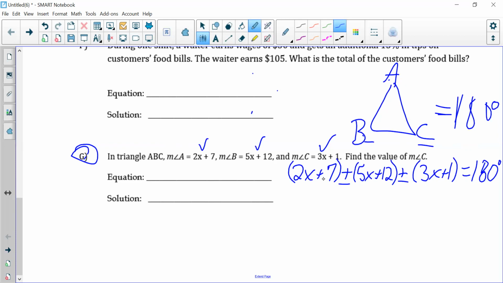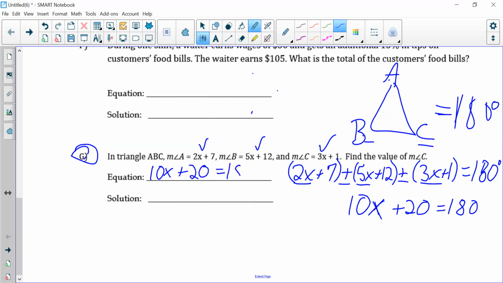All right. So first, let's combine like terms. So x, x, x. So 2x plus 5x is 7x, plus 3x gives me 10x. And then we're going to do our constants. 7 plus 12 is 19, plus 1 is 20. All right, so this is our equation that we're going to write up here. So 10x plus 20 equals 180.